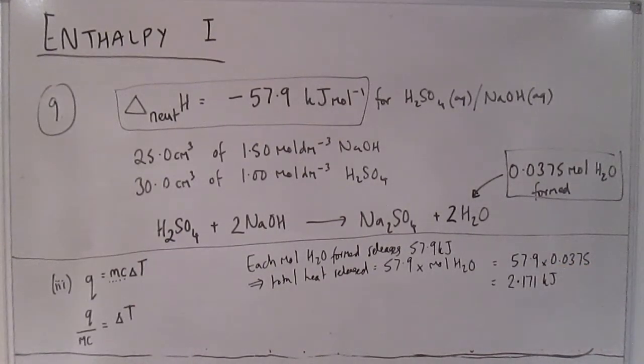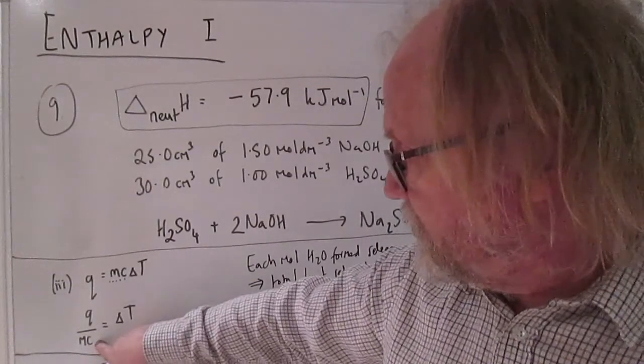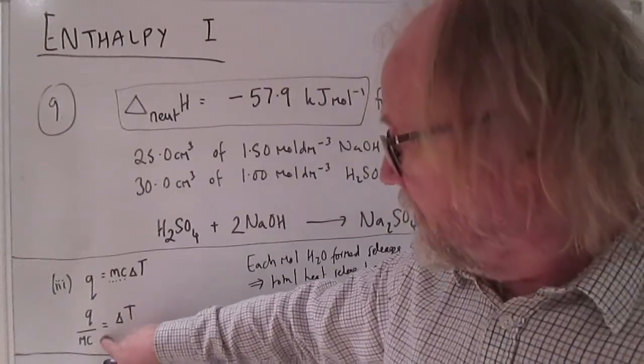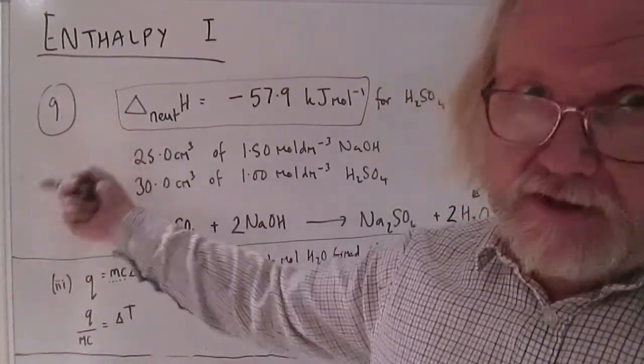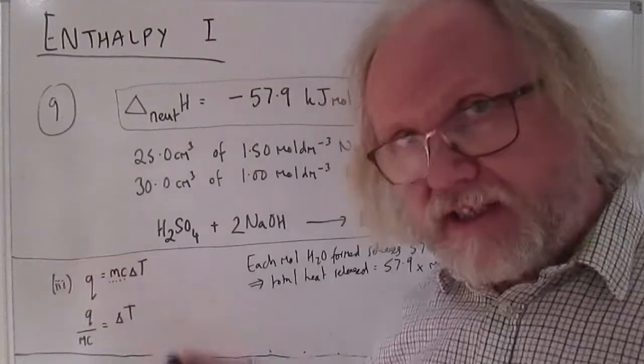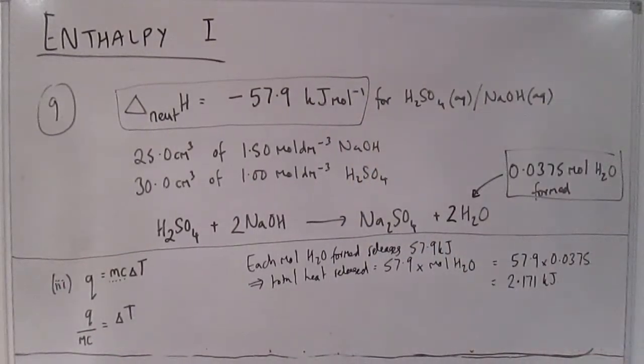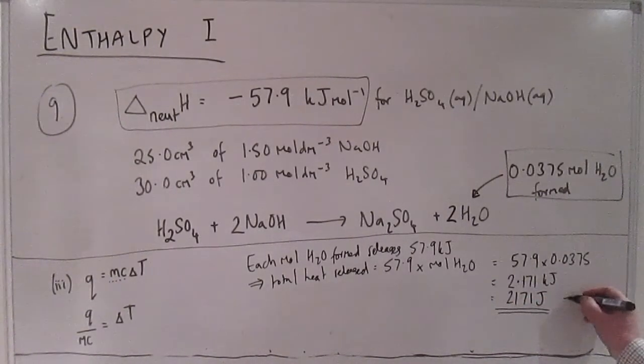But now we have to do this kilojoules to joules thing in reverse, because C is going to be in joules per Kelvin per gram. So Q has got to be in joules so that the units of energy, the joules, are compatible. You've always got to check that. So times 1,000 gives us 2,171 joules, equals Q. So we've got that number.